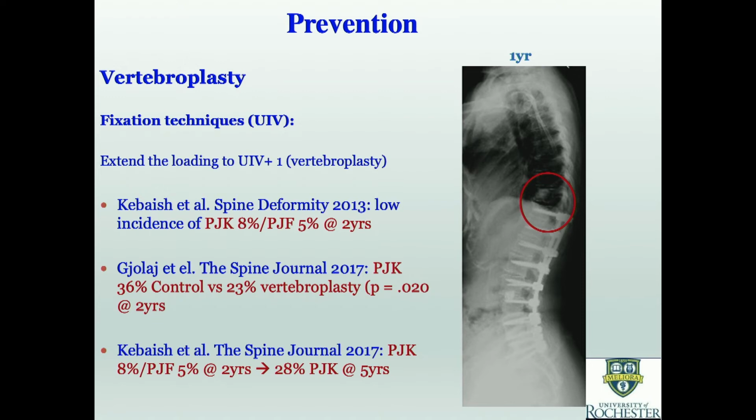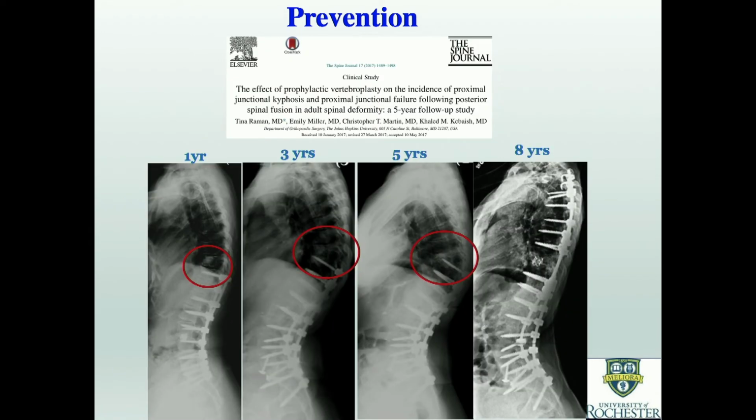But if you look at the 5-year, it was actually a 5 to 7 year study. A lot of those patients who initially at 2 years had no PJK actually developed PJK, or developed symptomatic PJK that required revision surgery. So this is an example of one of those patients from the long-term follow-up study.